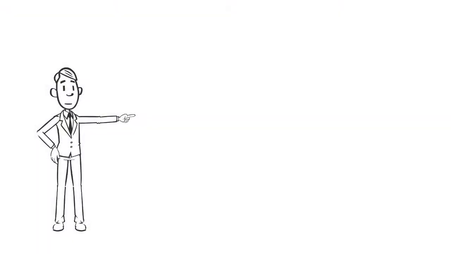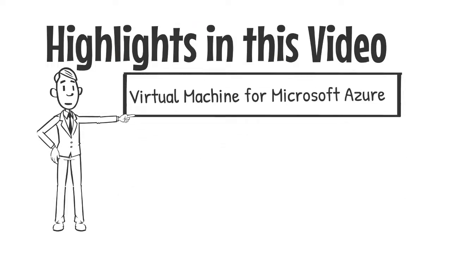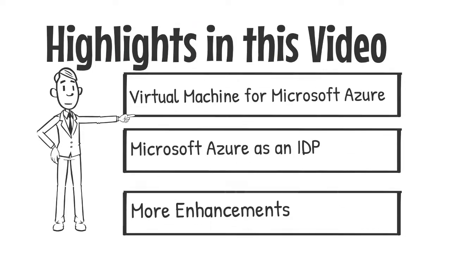Are you ready to upgrade to CA Privileged Access Manager 3.2, or do you still have questions about what's new? In the next 3 minutes, I'll give you a quick update of the most important changes for this release. Virtual machine support for Microsoft Azure, Microsoft Azure as an IDP, and more enhancements.